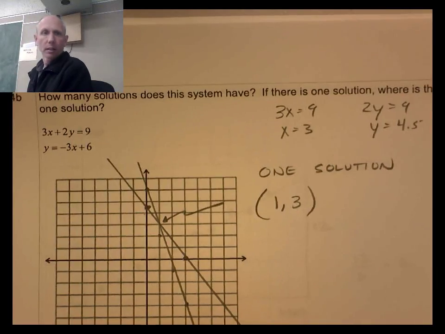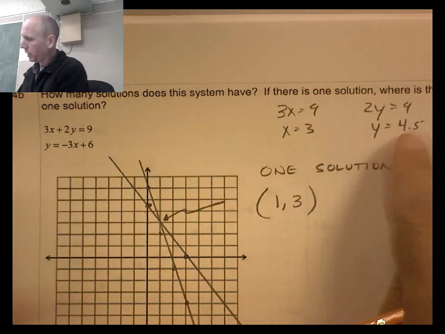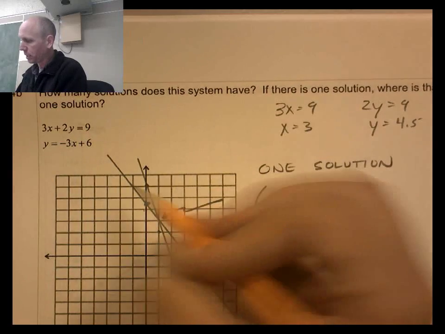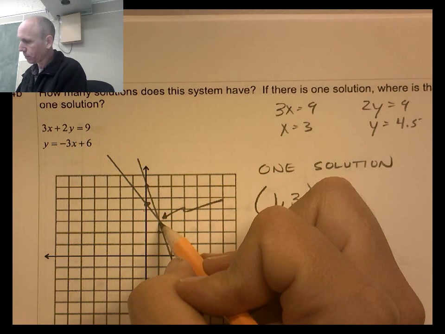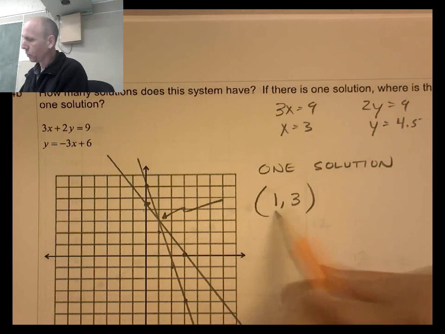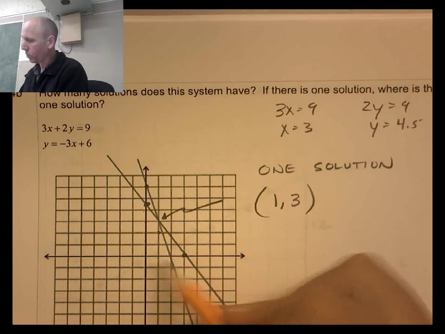24. Let's see. One is in standard form, so I split it, get the intercepts and plot it. The other one's in slope-intercept form, so I plot the intercept and I go down 3 over 1. There's my point. It has one solution at 1, 3.